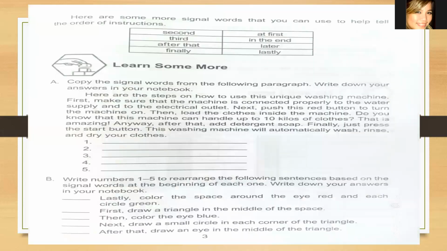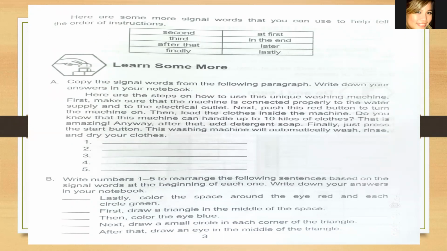Okay, let's proceed. Here are some more signal words that you can use to help tell the order of instructions. Na ay second, third, pwede ba na siya mo fourth. Depende sa kataas sa imong instruction nga ihatag sa imuhang kaistorya. Then we also have after that, finally, at first, in the end, later, lastly. So mooni siya ang pwedeng magamit na mga signal words depending on how it is used sa paghatag nimo or sa kataas sa imong instructions.